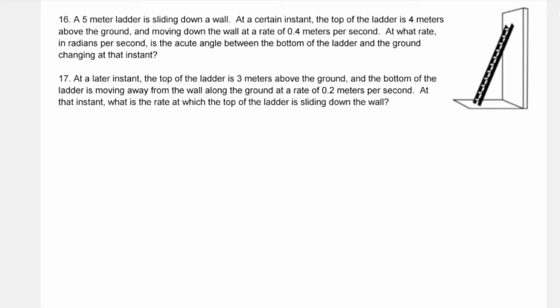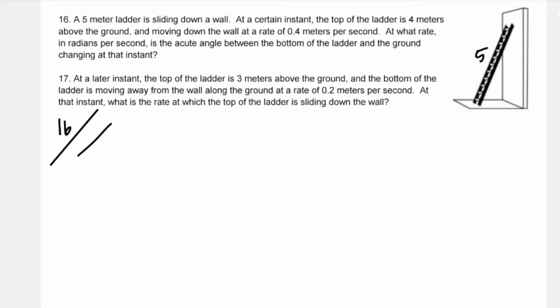All right, and the last problem we've got is the sliding ladder scenario, which is always going to come up in Cal 1 class. So a 5-meter ladder is sliding down a wall, and so the hypotenuse of the triangle is going to be 5. At a certain instant, the top of the ladder is 4 meters above the ground. Okay, this is 2 different problems, so I should probably make 2 separate diagrams.